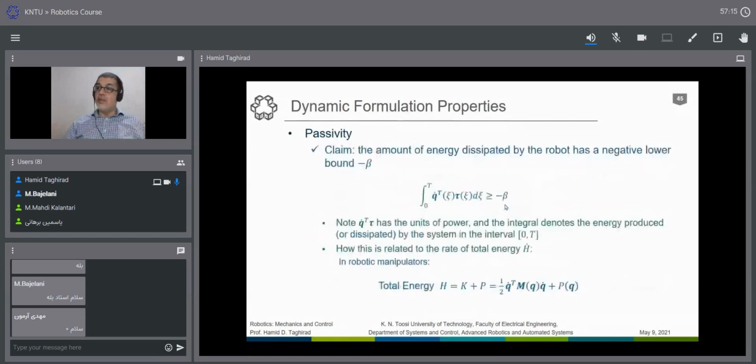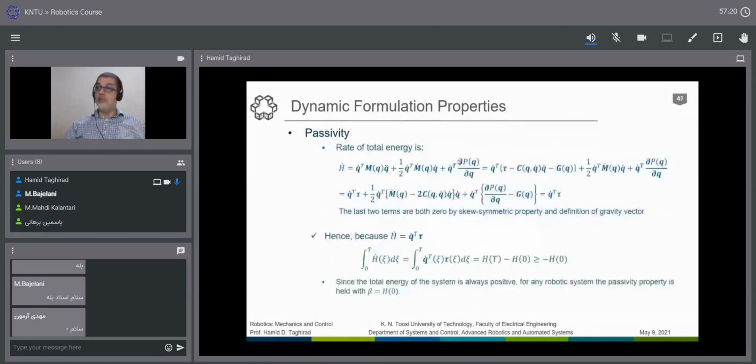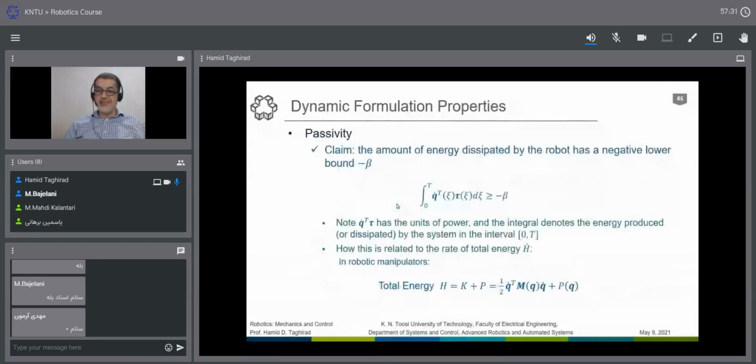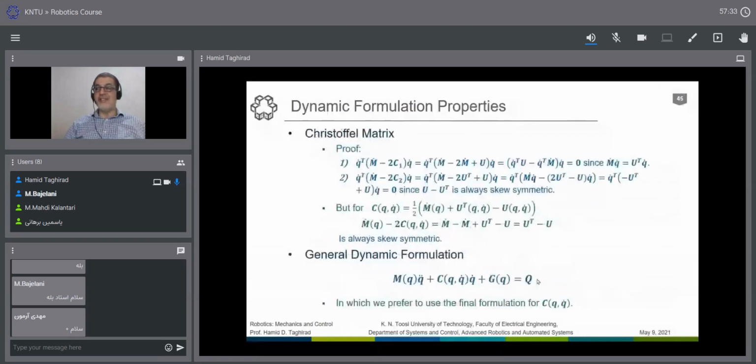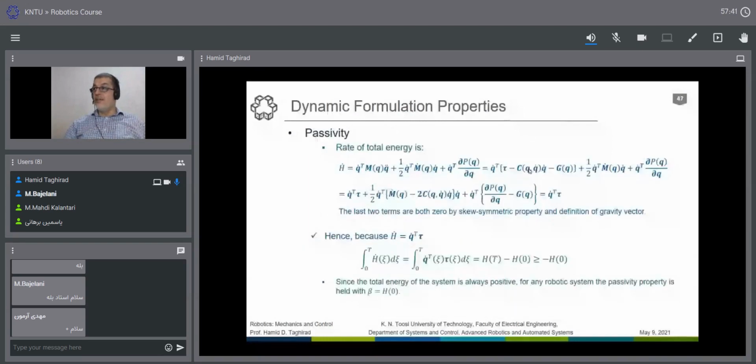The p was easily the gradient of p with respect to q times q dot. And now that we have these two, we have M q double dot here. We saw that M q double dot is equal to tau minus C minus g, so we use the tau minus C minus g in here. Very good. And then we have M dot here, and then we have a q dot here. Now just factorize them together.